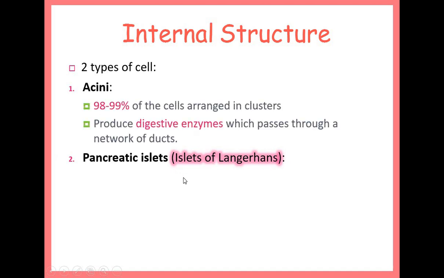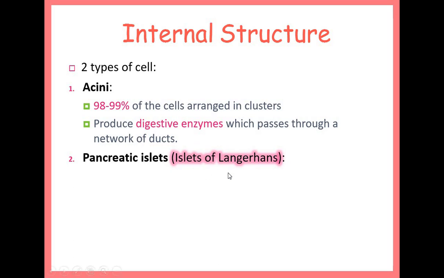Acinar cells are the major one, and 98 to 99% of the cells of the pancreas are of this type, right? They are arranged in clusters and they produce digestive enzymes via a network of ducts. The small ducts finally combine into a large pancreatic duct, which along with the common bile duct creates the hepatopancreatic duct and releases into the duodenum.